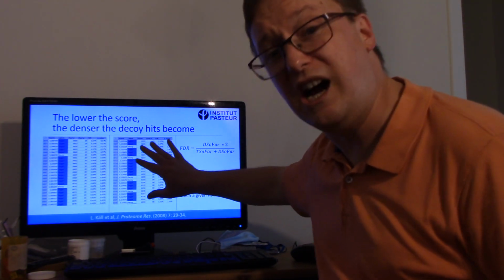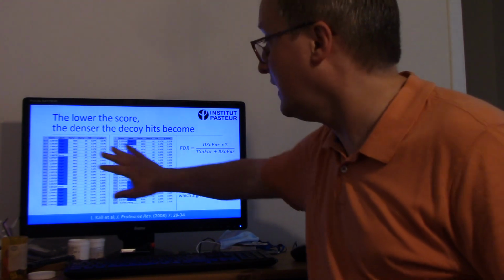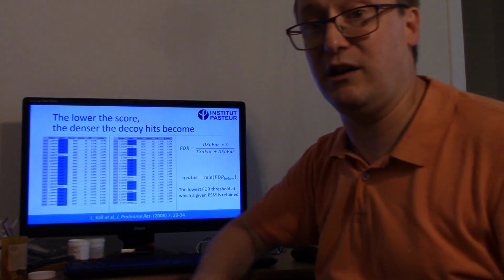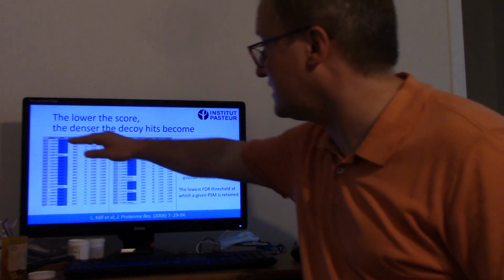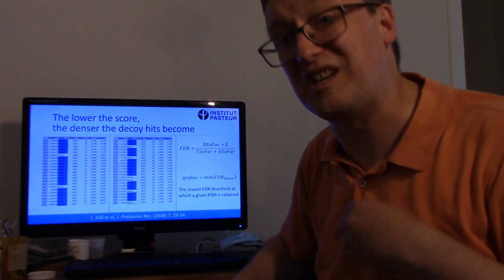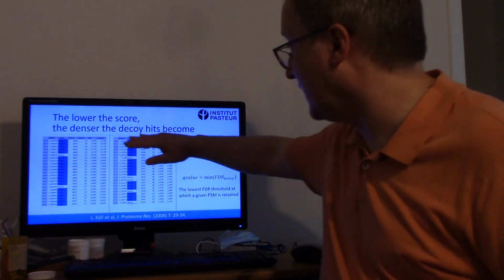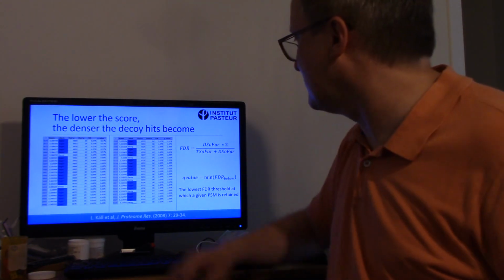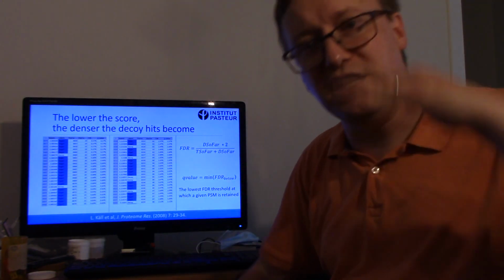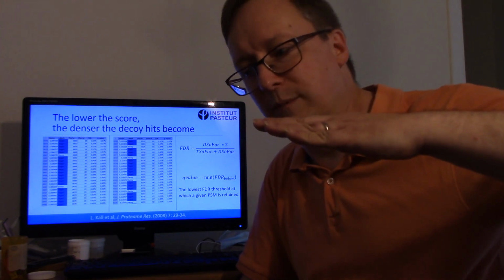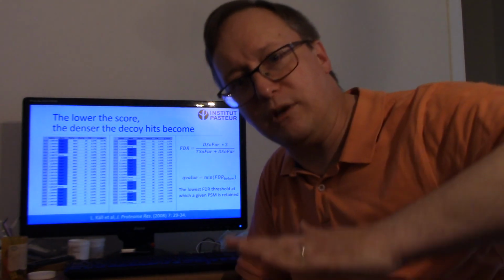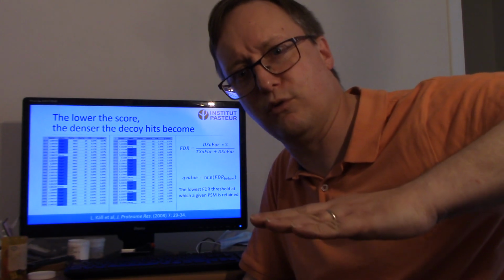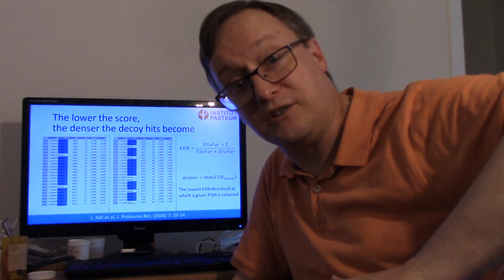We have 3 times as many decoys here as we do in the left pane, which means that including all of these comes at a cost of 2 decoys. Including all of these has a cost of 6 decoys. So finding the right place to set this threshold is going to be a question of how much damage, how many decoys are we willing to accrue in order to get better sensitivity.